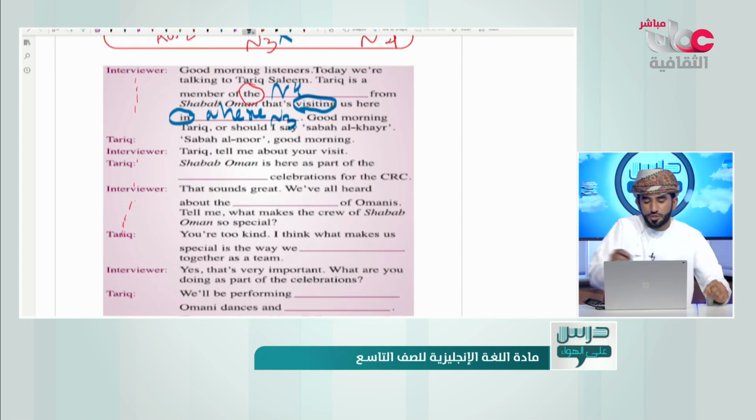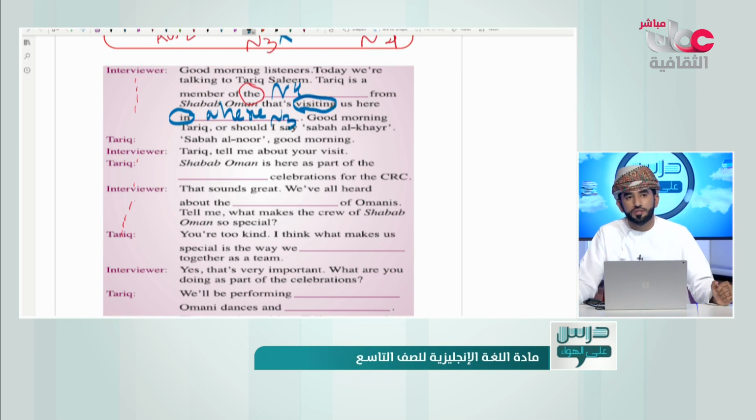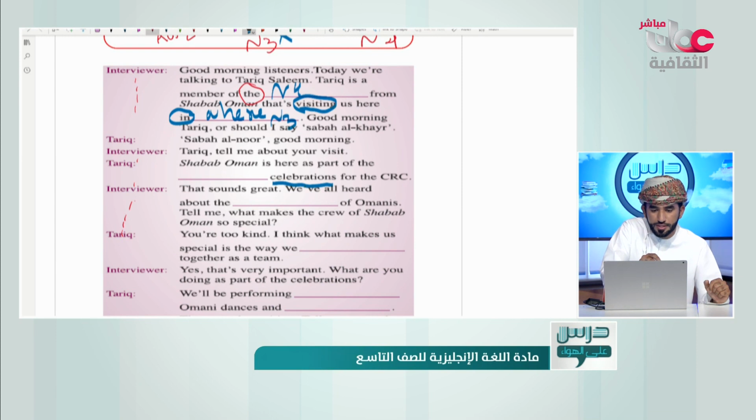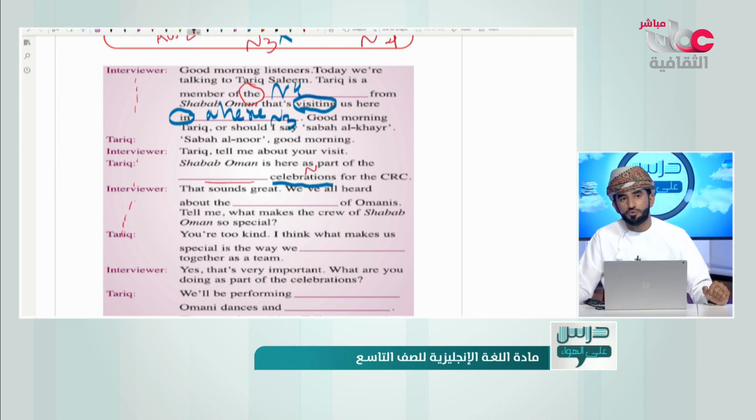Now, I'd like you to forget about this one. Or we can just read it together. "Tariq, tell me about your visit. Shabab Oman is here as a part of the what celebrations for the CRC?" Have a look. This word is a noun, exactly. And there is what? A space preceding this noun, celebration.